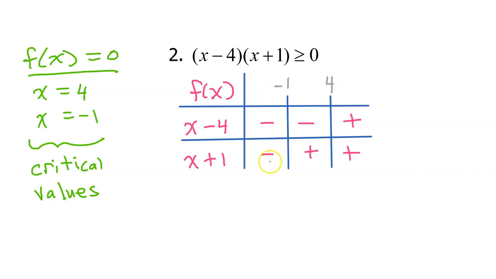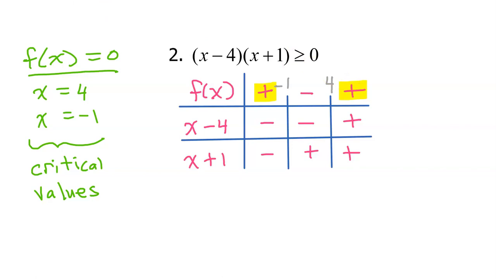In the first interval, the overall sign of f of x will be positive because a negative times a negative is a positive. In the middle interval, f of x will have a sign of negative because a negative times a positive is a negative. And of course, in the third interval, f of x will be positive because a positive times a positive is a positive. The solutions are the values of x that will cause this function to be greater than or equal to 0. So the solutions will be in the intervals where f of x is positive.